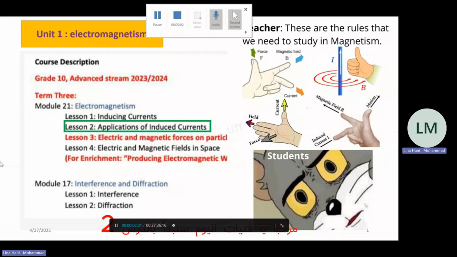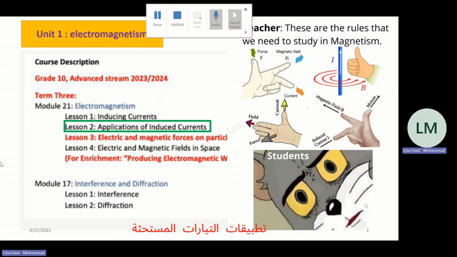Hi girls, today we're going to start with Lesson 2, Applications of Induced Currents. In Lesson 1, we studied electromagnetic induction, and we saw how moving a wire in a magnetic field will generate or induce a current in that wire. We also calculated the electromotive force, or the voltage induced on the ends of a wire moving in a magnetic field, and we also talked about the two applications of electromagnetic induction, which are the microphone and the generator.